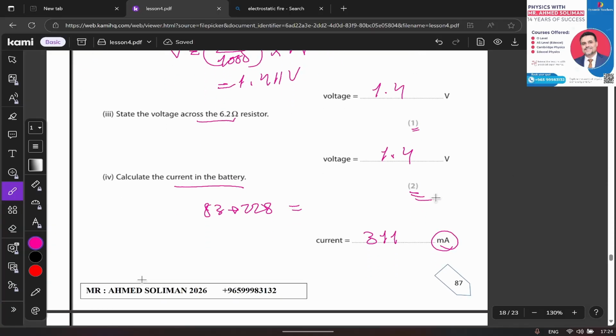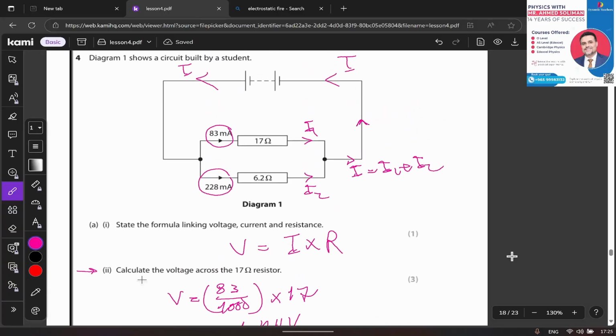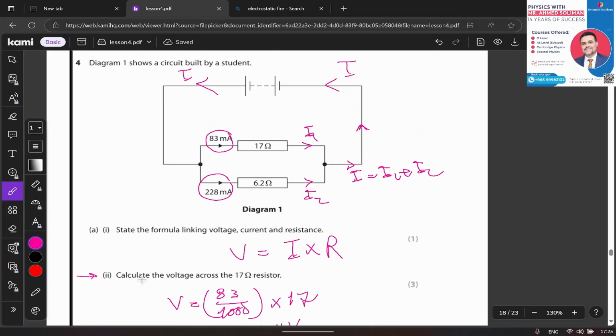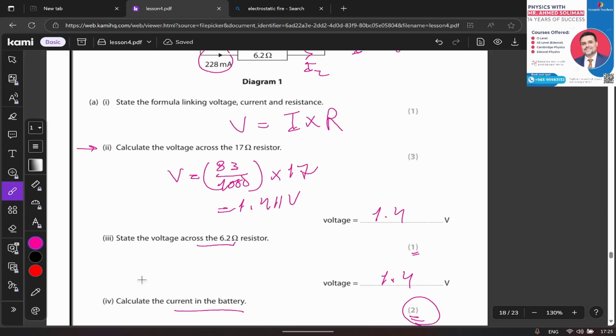If the question has only 2 marks, it must be easy. Don't think we need to find the total resistance in parallel and after that find I equals V over R. If you answer it like this, you will waste your time. The easiest way, if you have the two currents, is to find the total current.